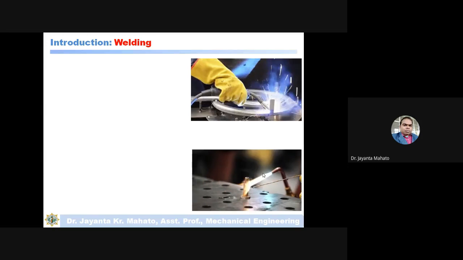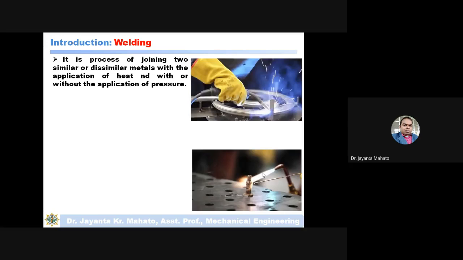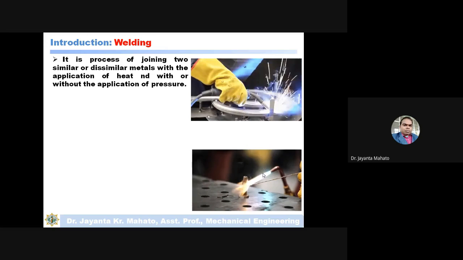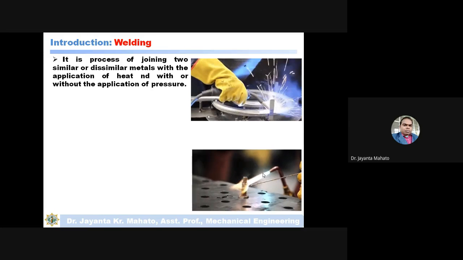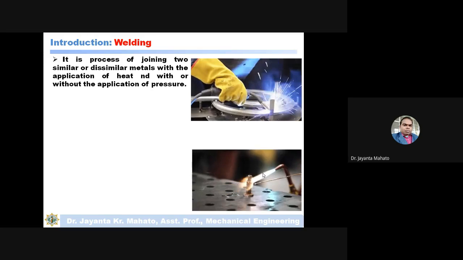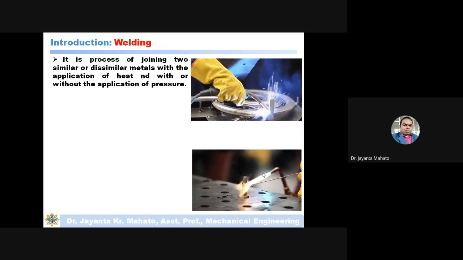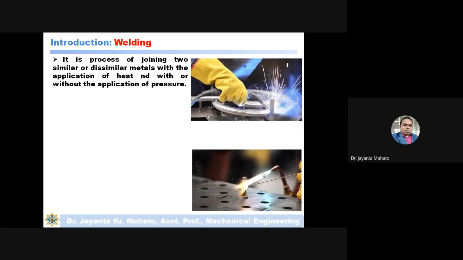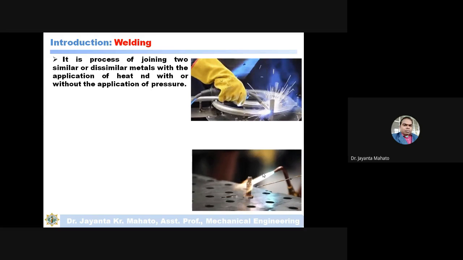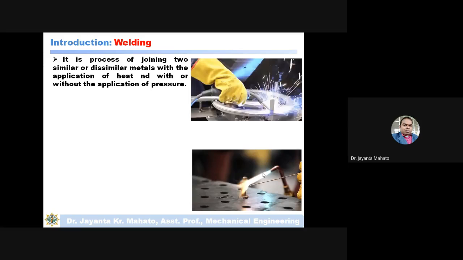Okay. So the welding process is a process of joining two similar or dissimilar metals with application of heat, and with or without the application of pressure. Heat is required to melt the material at that zone. With the help of supplying heat at that zone, the material gets melted, and you can either apply pressure or not apply pressure. The melted zone will get solidified, and the material will get joined together.